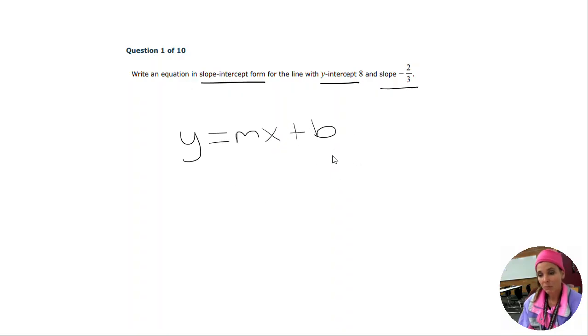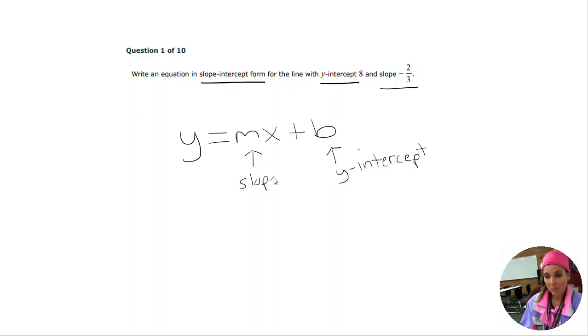And in this form, the b, that is the y-intercept. That is where the line crosses the y-axis at. It's the y-intercept. And then the m, that is your rate of change. That is your slope. Okay?